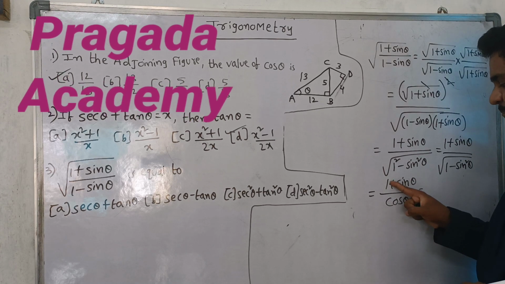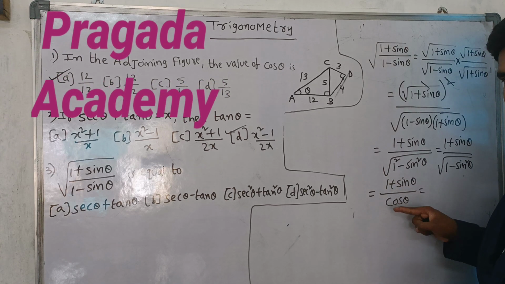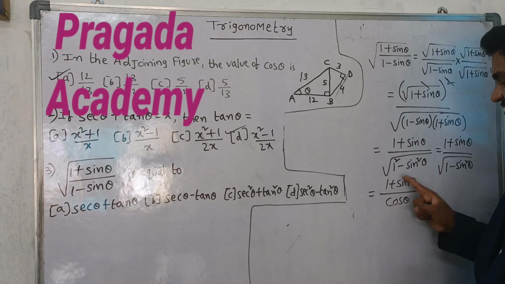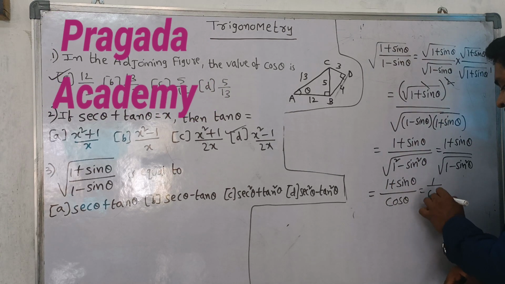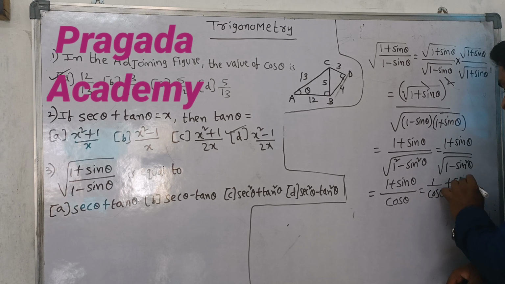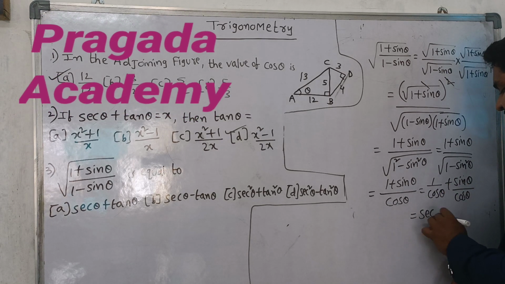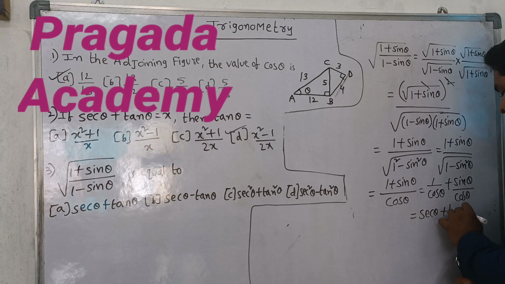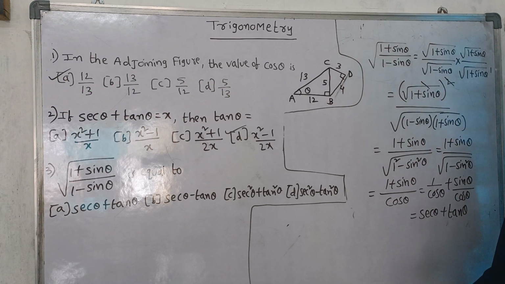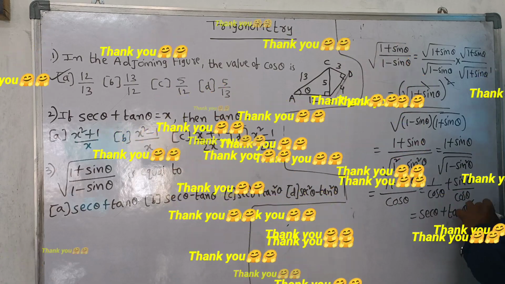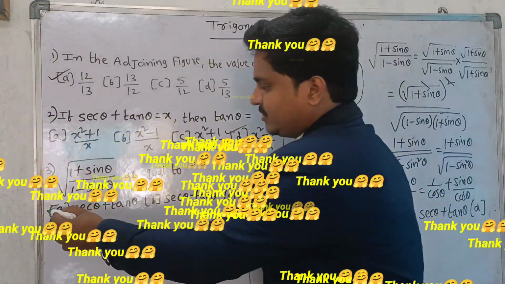It is in the form of a plus b by c, so you can write it as a by c plus b by c. So you will get 1 by cos theta plus sin theta by cos theta. 1 by cos theta means secant theta. Sin theta by cos theta means tan theta. So secant theta plus tan theta is the option. Option A is correct.